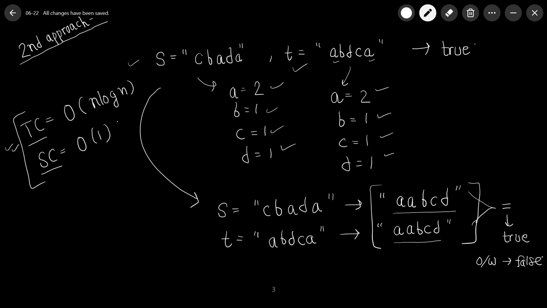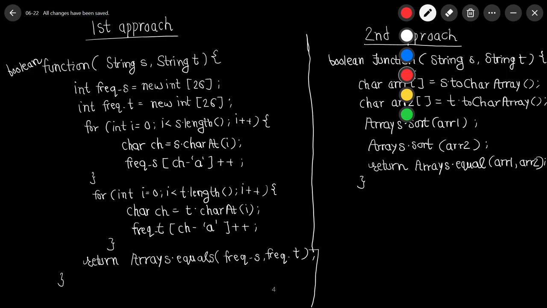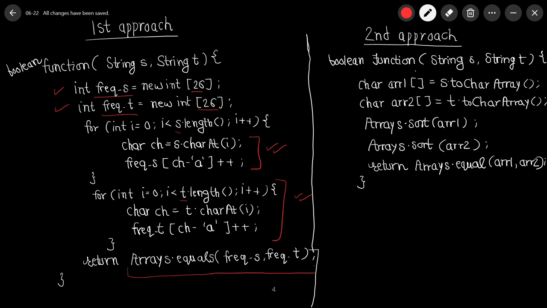And let me also show you the code of both of them so you can get a clear understanding of both the approaches. So I have written the code of both the approaches. In the first approach, as you can see, we created two arrays, frequency of s and frequency of t, of size 26 each. Then we just tracked the frequencies and updated them, first for string s, and then we did the exact same thing for string t. And at the end, we just checked whether the contents of both the arrays are equal or not. This Arrays.equals function is used to check whether two arrays are equal content-wise.